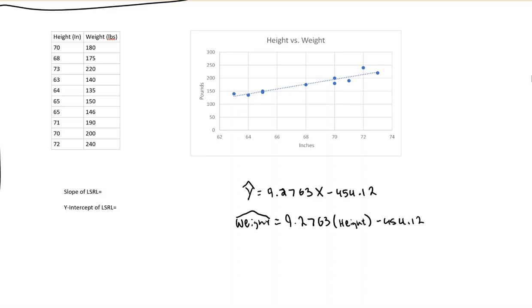So here are some heights versus weights of different people I have, and I plotted them on a scatter plot, and you can see I drew in my least squares regression line. And I wrote my equation for it down here.